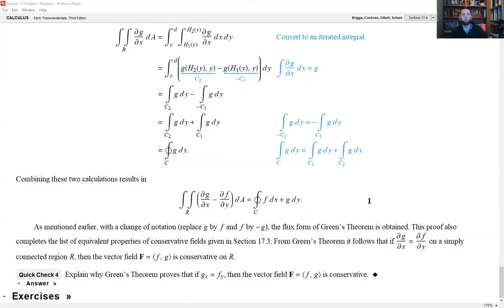As mentioned earlier, with a change of notation replacing g by f and f by negative g, the flux form of Green's theorem is obtained. This proof also completes the list of equivalent properties of conservative fields that we've talked about earlier. From Green's theorem, it follows that if the partial of g with respect to x equals the partial of f with respect to y on a simply connected region, then the vector field F equal to f comma g is conservative. So there you have a little bit of a proof and a conclusion, helping you understand the importance of Green's theorem in its various forms.